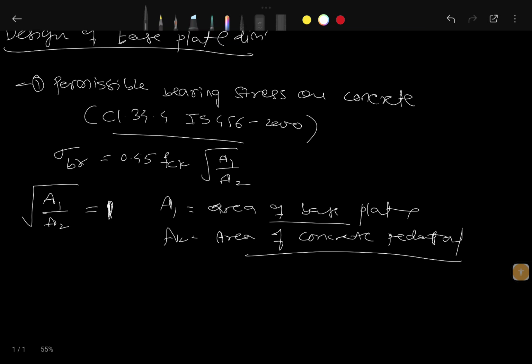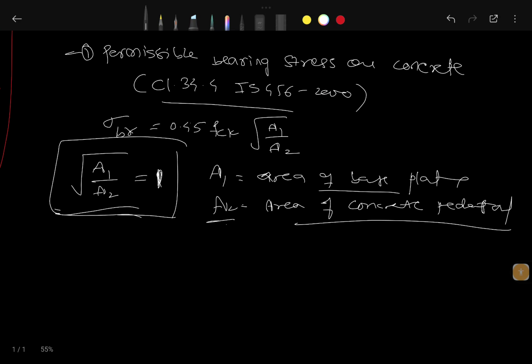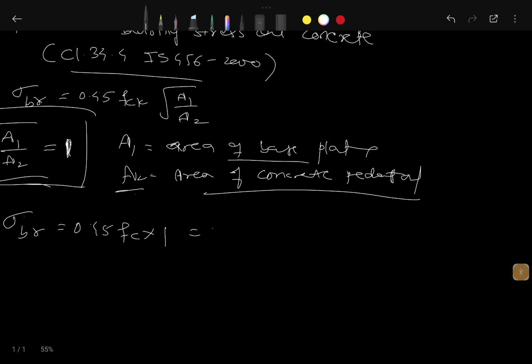Basically, we consider the area of base plate is equal to the area of concrete pedestal. So that's why we consider square root of A1 divided by A2 is equal to 1 for preliminary calculation. So sigma BR is equal to 0.45 FCK into 1. Now for FCK we have used 30, the grade of concrete.